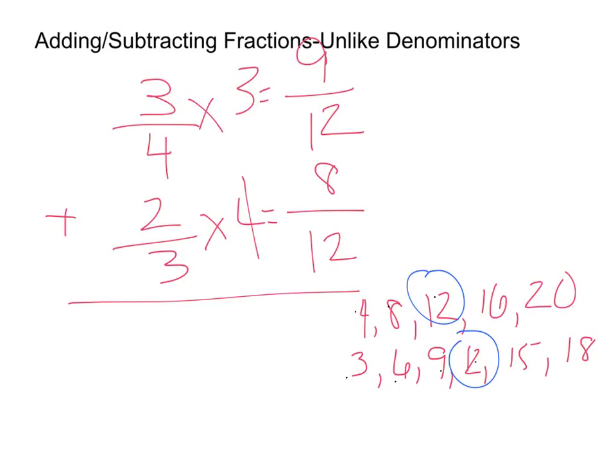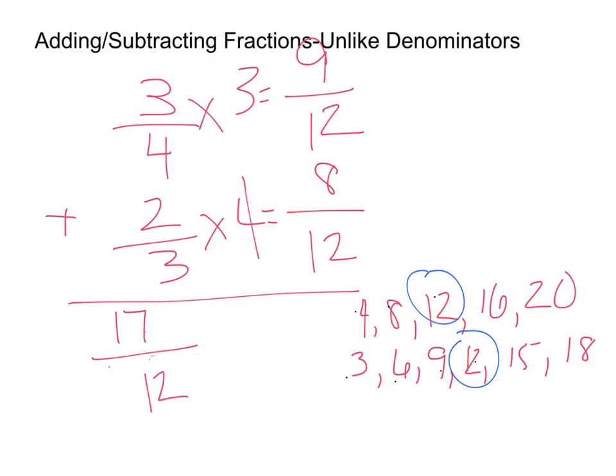So now that we have common denominators, we need to add them up. So let's take a look. 9 plus 8 is 17. Our denominator stays the same. That's 12. So now we have 17 over 12. I'm sorry, that 17 looks a little messy. I'll erase that. Sorry about that, guys and girls. We have 17 over 12.